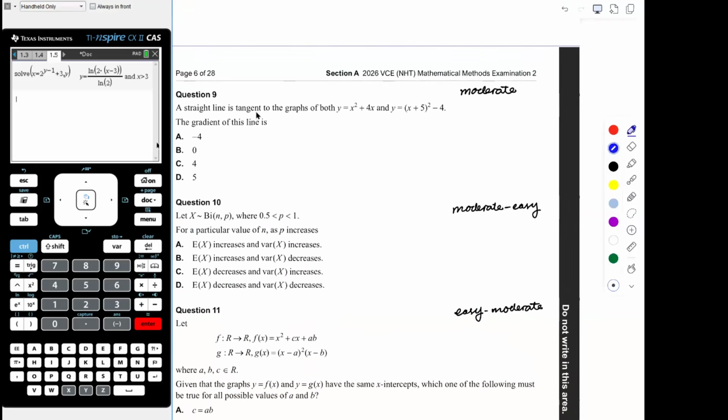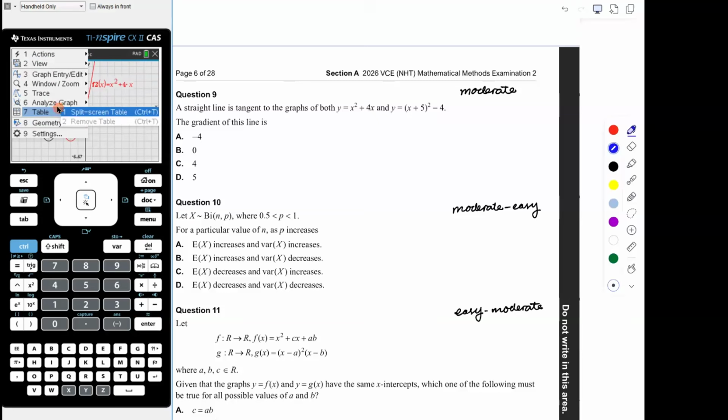A straight line is tangent to the graph of both y equals x squared plus 4x and y equals x plus 5 squared minus 4. We want to find the gradient of this line, so it's a good idea to sketch both graphs, x squared plus 4x, and also x plus 5 to the power 2 minus 4. So you can see the black graph is a translation of the red graph. They do have the turning point stay on the same horizontal line, which is minus 4.